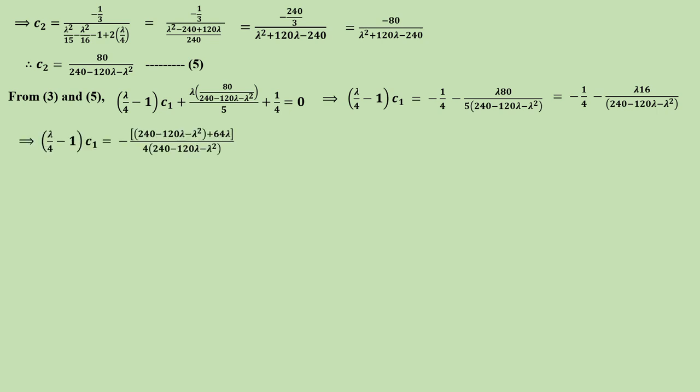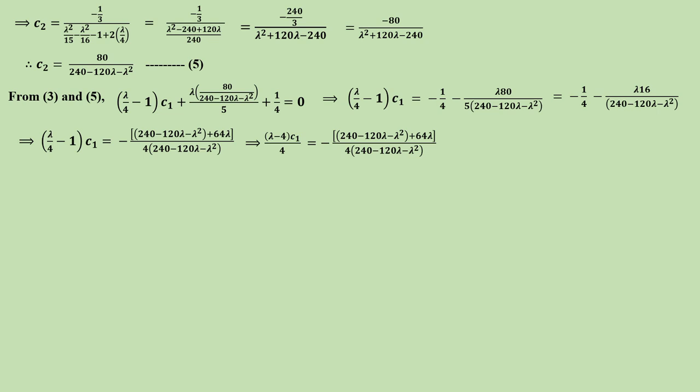So that is equal to lambda by 4 minus 1 into C1 equal to, taking LCM, right, just to do the cross multiplication. So you will get the LCM 4 into 240 minus 120 lambda minus lambda square in the denominator. In the numerator, minus is common, take it outside. So 240 minus 120 lambda minus lambda square, just to do the cross multiplication. Then 4 into 16, 64 lambda.